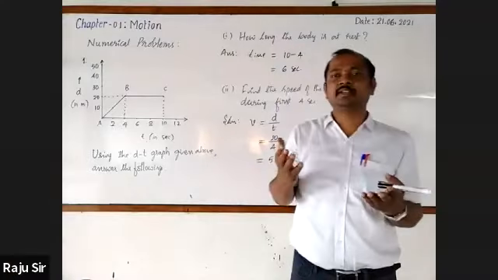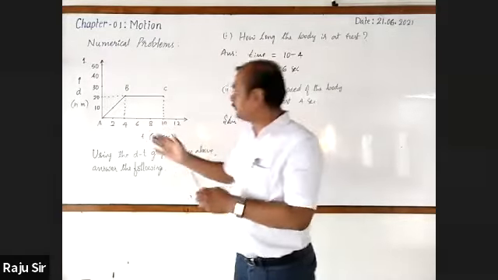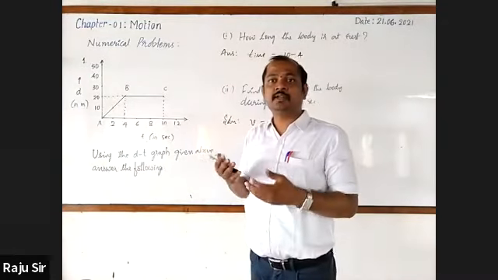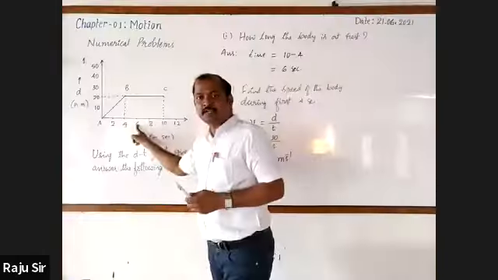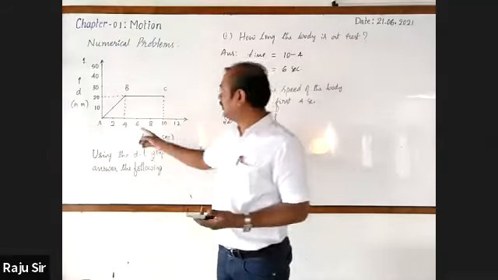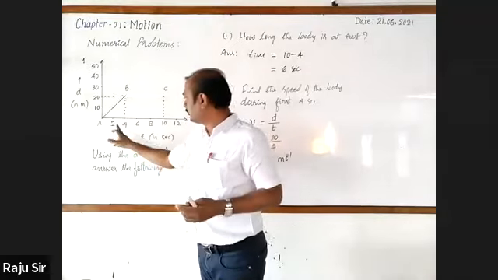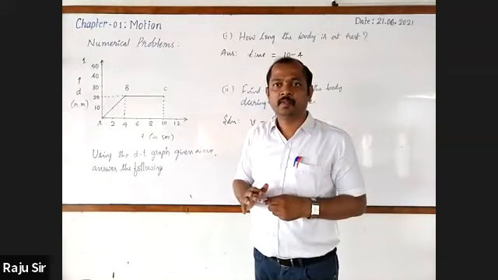Very good, excellent response. See that the body is at rest from 4 seconds to 10 seconds. When the body is at rest, what is the distance traveled by it? It is 0. From 6 seconds to 8 seconds, it is 0. 4 to 6, 0. 6 to 10, 0. 4 to 10, 0. Clear? Got it? Yes, sir.